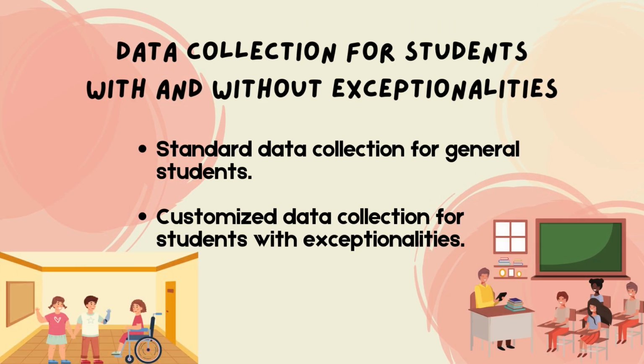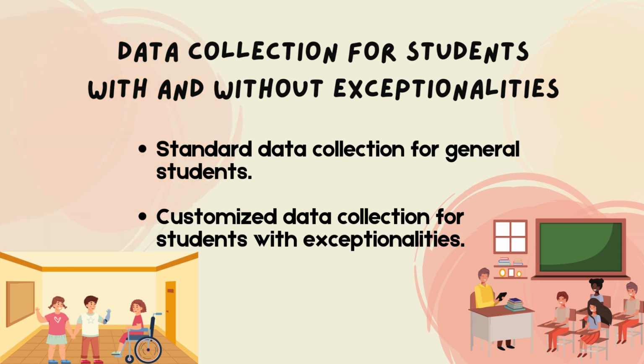Finally, let's talk about collecting data for kids with and without exceptionalities. For kids without exceptionalities, the data collection process is pretty straightforward. You're looking at things like behavior patterns, participation, and task completion. But for kids with exceptionalities, like those with autism or ADHD, the data collection gets more individualized. You'll need to track specific behaviors or triggers, sometimes use different methods like visual schedules or checklists. For example, a child with autism might respond better to visual cues, so you might use a chart to track how often they need sensory breaks during the day.